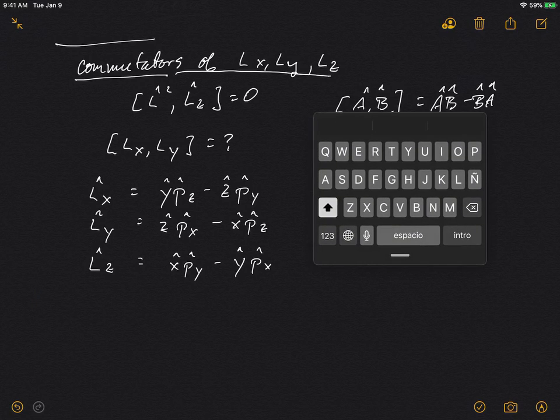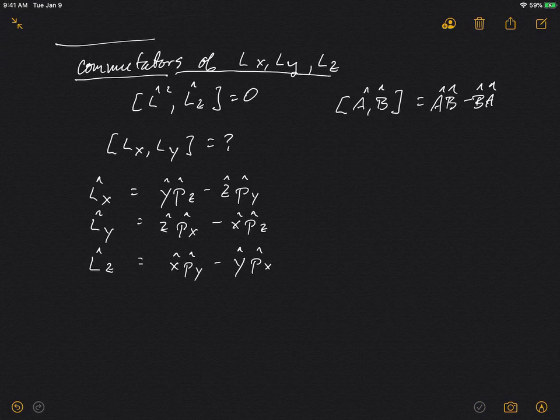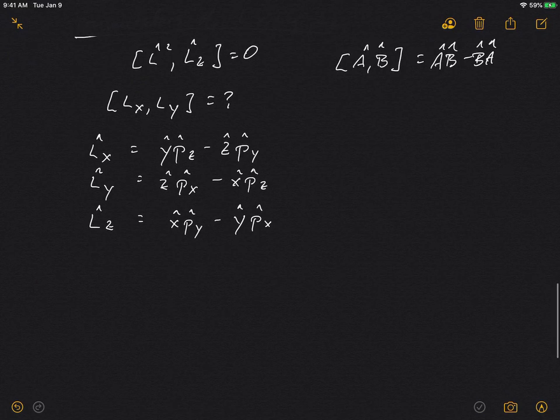Okay, and so those are our operators. Now let's try looking at the commutator of Lx and Ly. That's going to be... and we might have to bring in a dummy function, but it turns out we probably don't.